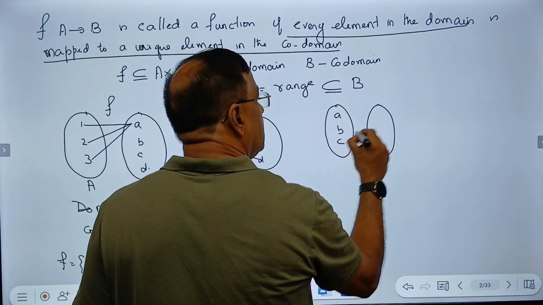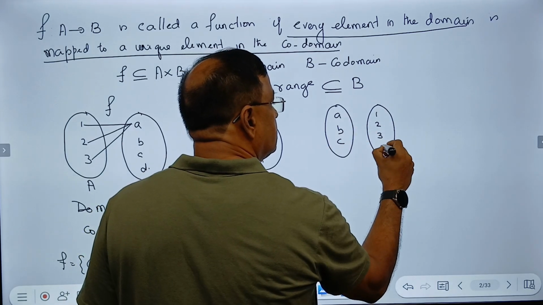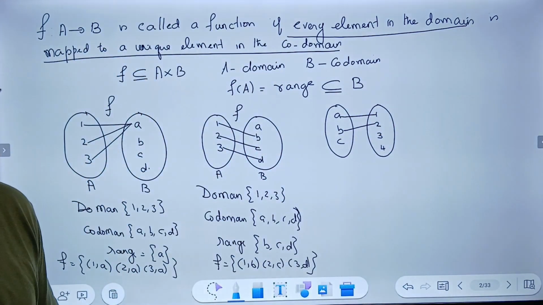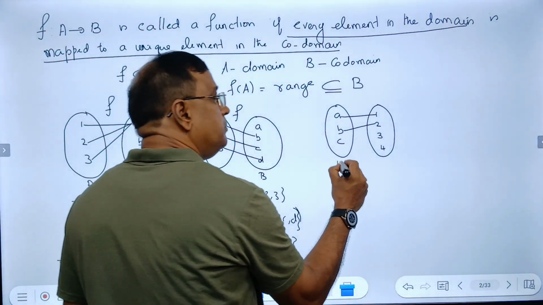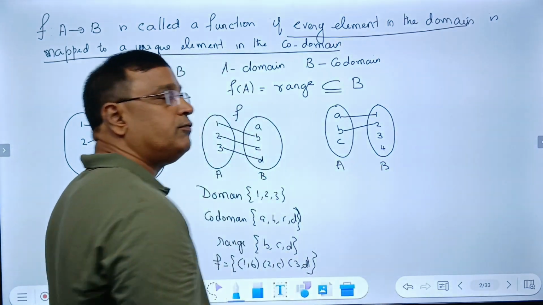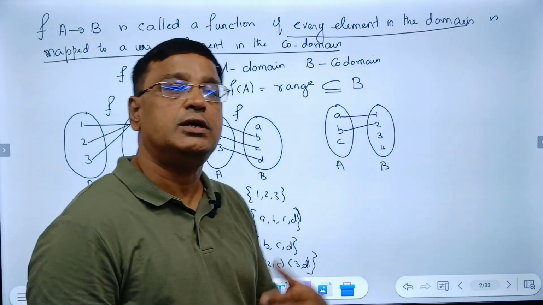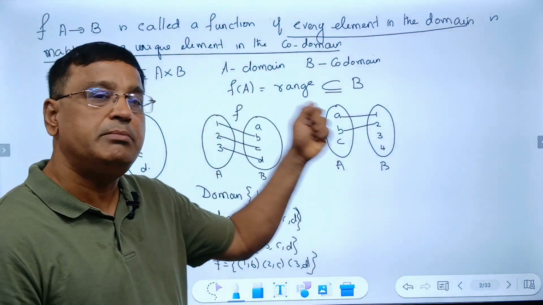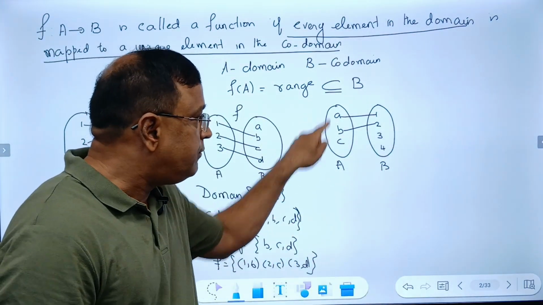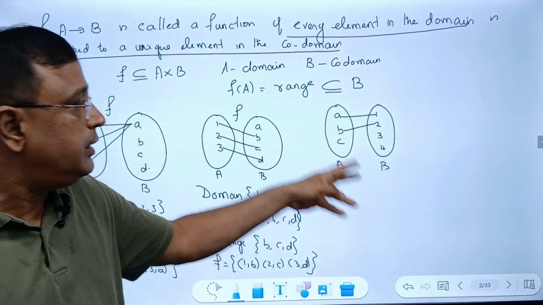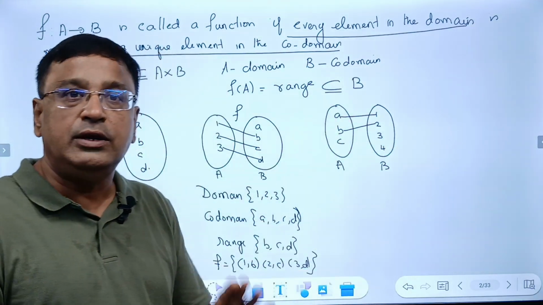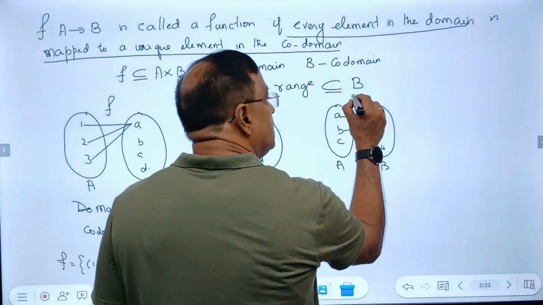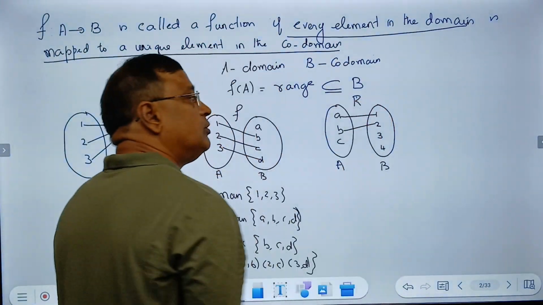A, B, C, 1, 2, 3, say for example 4. Now is this a function? This is A and this is B. This is not a function because the definition of a function is not satisfied. What is the definition of a function? Every element in the domain should be mapped. Now here, every element in A is not mapped. A and B are mapped, but C is not mapped. C does not get mapped to any element in B. Therefore, this is not a function, whereas it is called a relation, denoted by R.